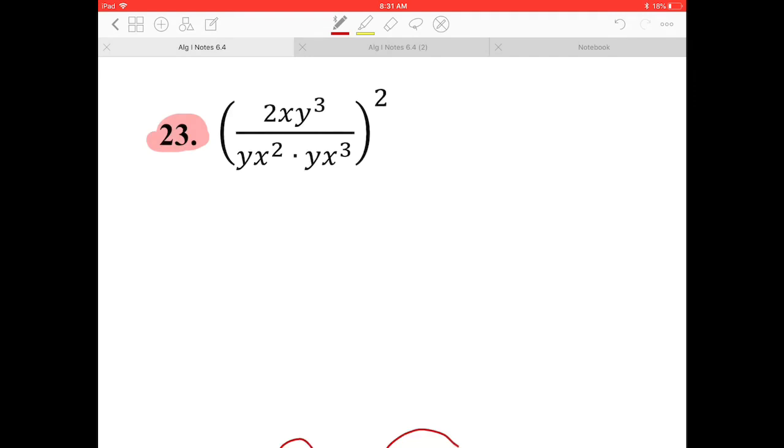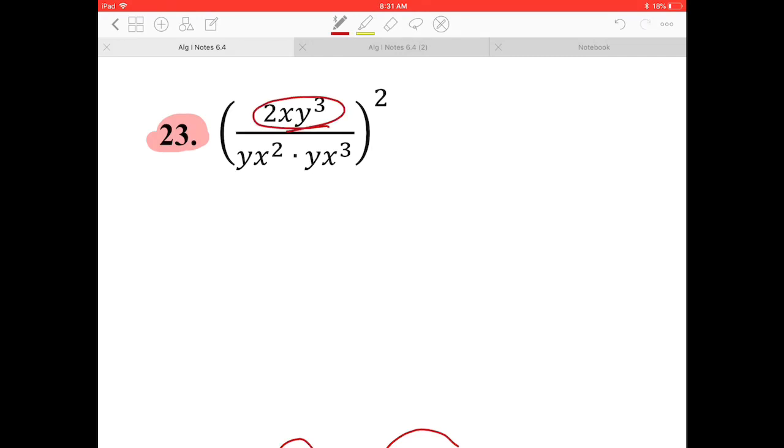23. A little bit different on number 23 because you do have the quotient property and you do have the product property, but all of that is inside parentheses. So if you follow PEMDAS, you need to start with anything inside the parentheses. So this power property here is going to be the very last thing that we do. So let's look inside the parentheses first.